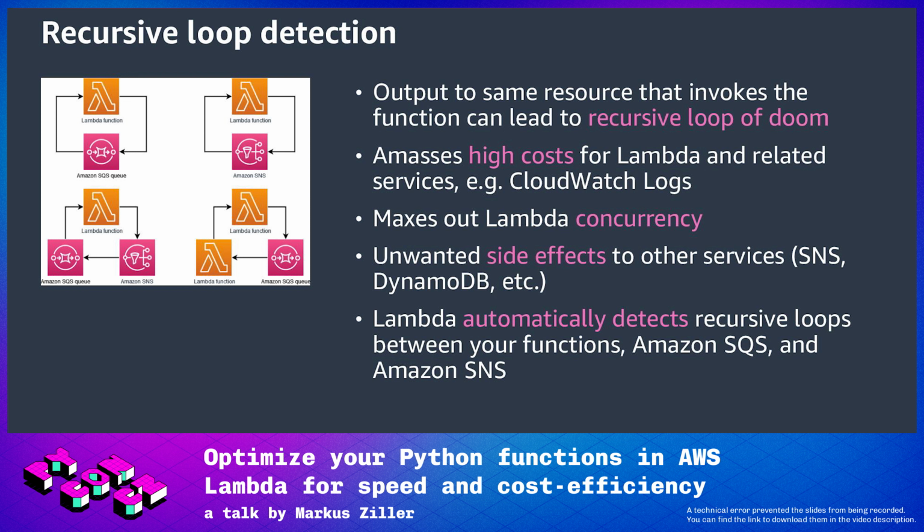There's an automatic detection built in for SNS and SQS, where we detect recursive loops and prevent those. But this is not the case for every scenario. If you use EventBridge, Kafka, Kinesis, whatever you want to use, you need to be aware that this can happen and mitigate this.